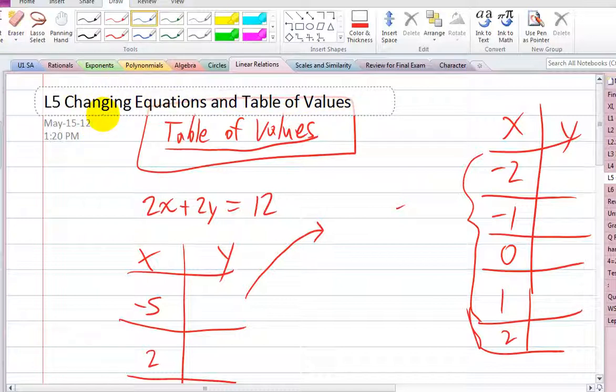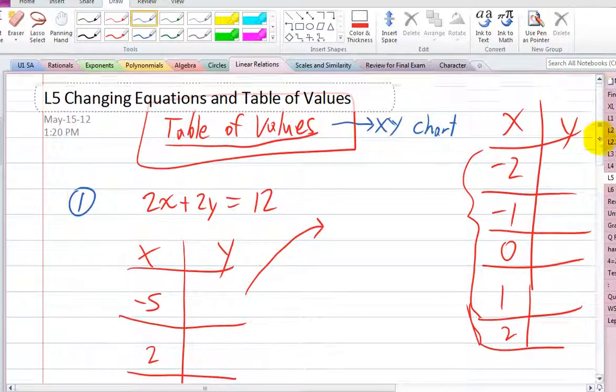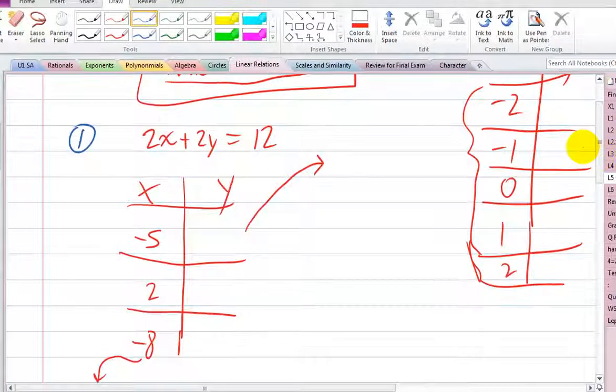Okay, so what we're going to do is create a table of values. You've seen that before. We've also called it an XY chart. Okay, and so what we do real quickly is you have an equation: 2x plus 2y equals 12. And today you're going to actually be given some values of x, and you have to find your y values.